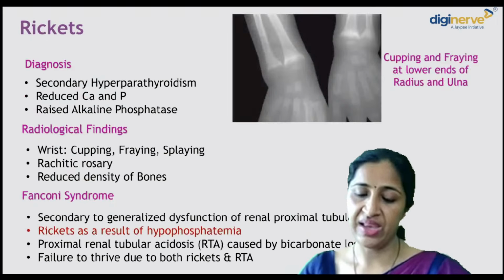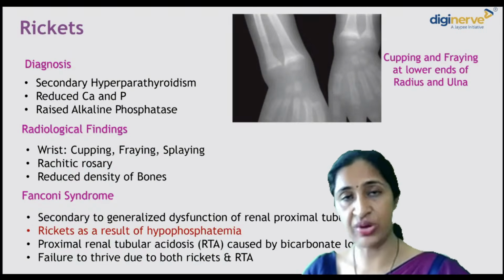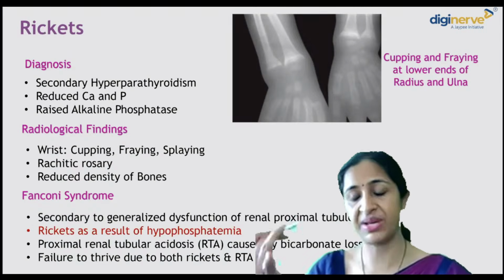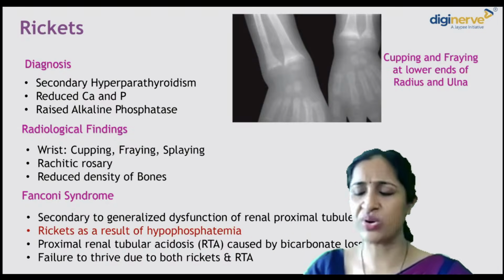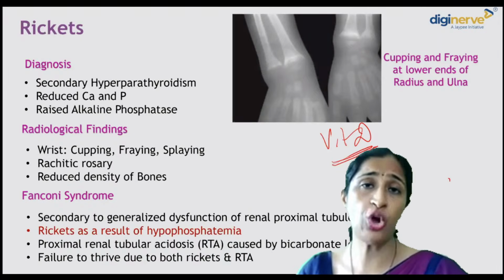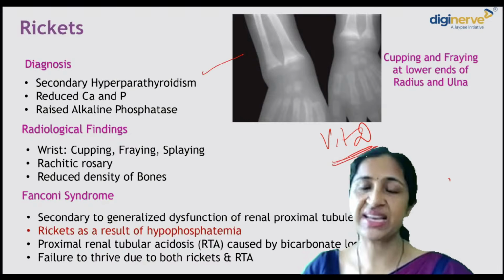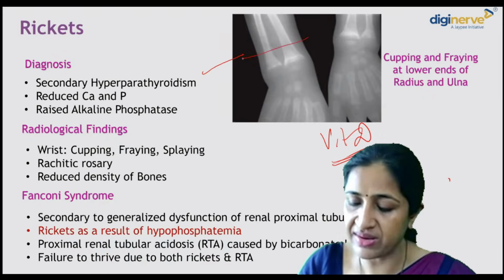In rickets, the diagnosis is where you have all the features. You'll have hypocalcemia, hypophosphatemia, raised alkaline phosphatase. Nowadays, we are even able to do vitamin D levels, with normal creatinine, etc. Secondary hyperparathyroidism is there.